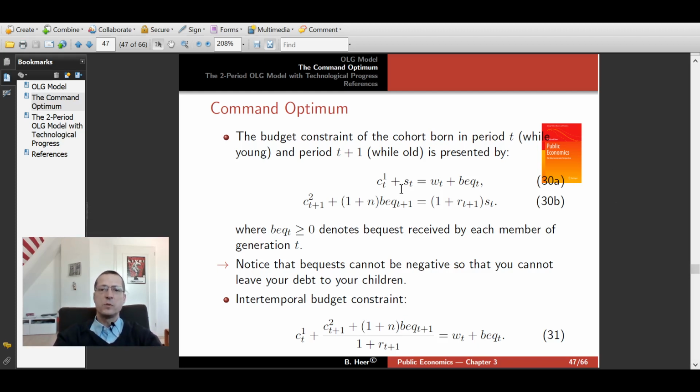When we substitute s_t from equation 30a in equation 30b, we derive the intertemporal budget constraint. On the right-hand side, we have total income, which is wage income plus bequests in period t. And on the left-hand side, we have our expenditures. We spend it on consumption today, consumption tomorrow, which we discount by the interest rate 1 plus r_{t+1}, and on bequests to our children, 1 plus n times b_{t+1}.